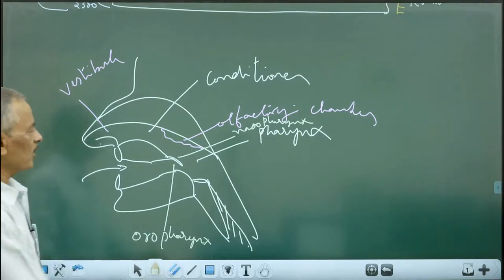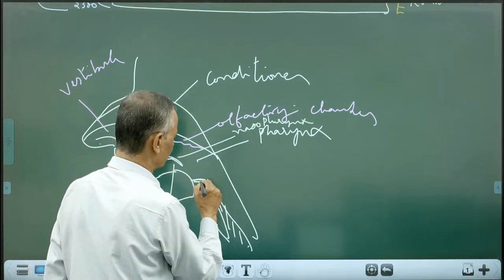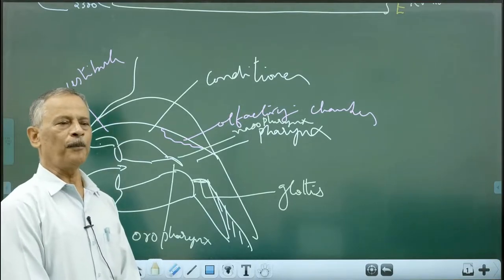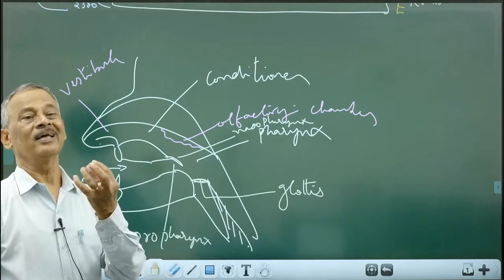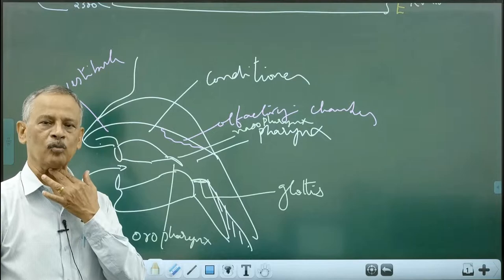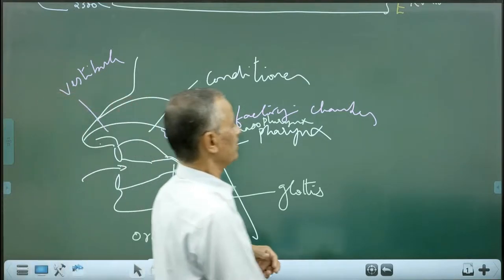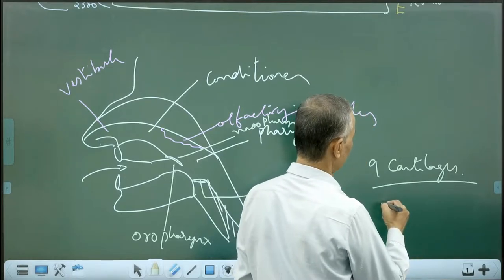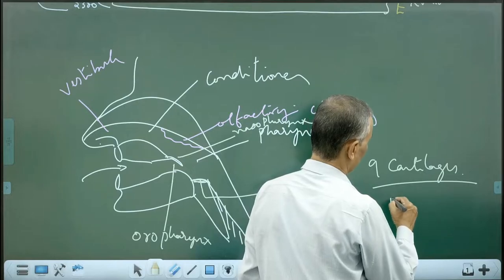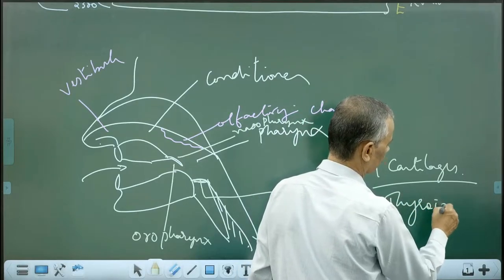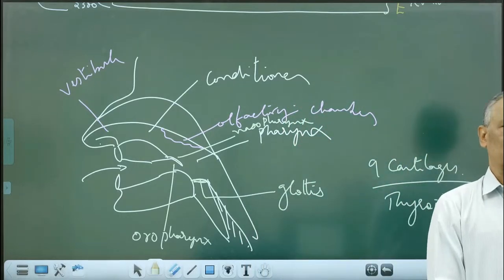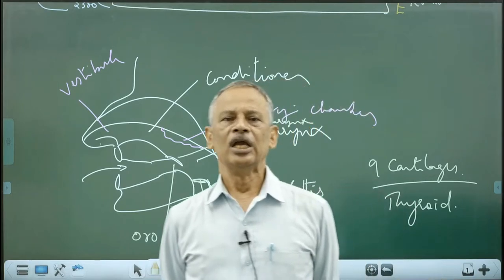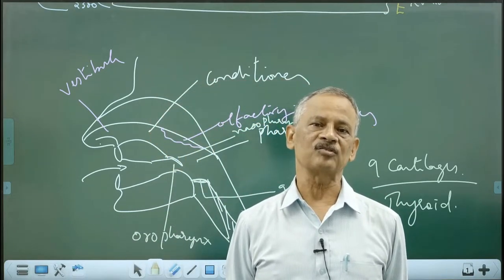Lying on the floor, there's a small slit. This slit is the glottis. Glottis is the opening of a structure called larynx. Larynx is our sound box, which is made up of 9 cartilages. It is the voice box. The largest cartilage is the thyroid. In males, the thyroid becomes enlarged and forms what is called Adam's apple. It is to this cartilage that our thyroid glands are attached.